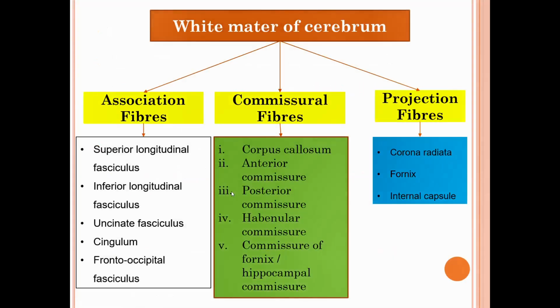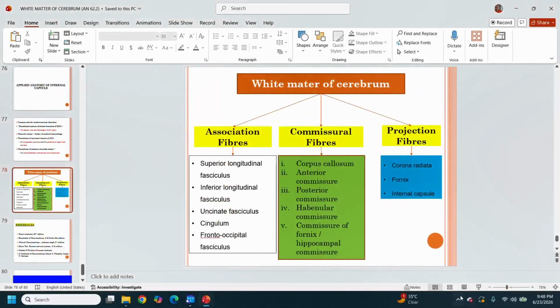So that is the applied anatomy of the internal capsule, and this is the summary of the white matter of the cerebrum. There are association fibers, I told you: superior longitudinal fasciculus, inferior longitudinal fasciculus, uncinate fasciculus, cingulum, fronto-occipital fasciculus. The commissural fibers are corpus callosum, anterior commissure, posterior commissure, habenular commissure, commissure of fornix. And the projection fibers are corona radiata, fornix and internal capsule. Out of these, the most important are the corpus callosum and internal capsule. Okay, so thank you.